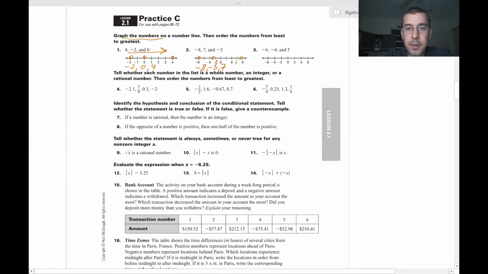Number 3, -6, -4, and 5. So 5 is right there, and then order them. So -6 first, -4, and then 5.